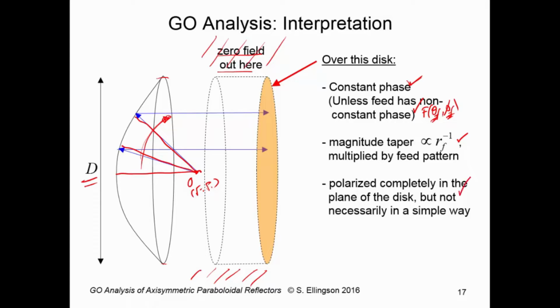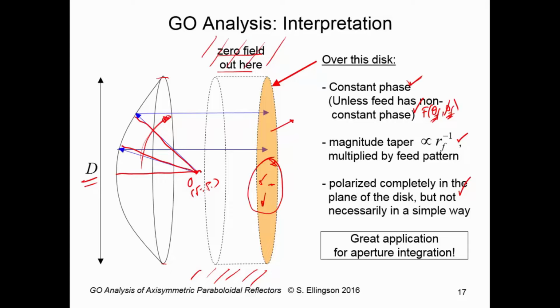And then we note that the reflected field is polarized completely in the plane of the disk, but not in a simple way. What do we mean by that? We mean that the polarization vector is always going to lie in the plane of this disk. It's never going to have a component which sticks out of the disk, but the way it's going to be arranged in the plane of the disk is not necessarily going to be simple.